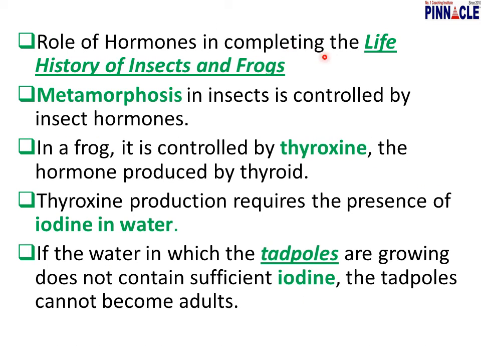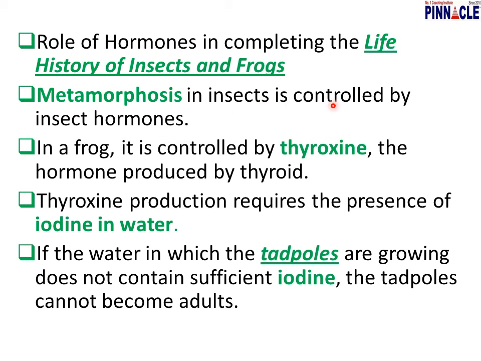And the role of hormones in completing the life history of insects and frogs. Till now we have discussed the role of sex hormones in men. Now let's discuss some other point: the life history of insects and frogs and what is the role of hormones. Metamorphosis in insects is controlled by insect hormones.